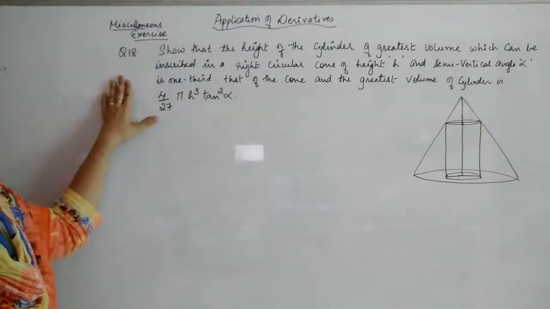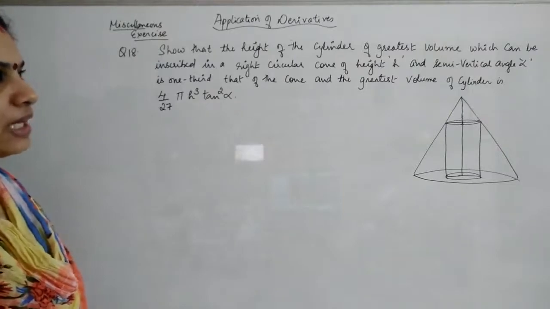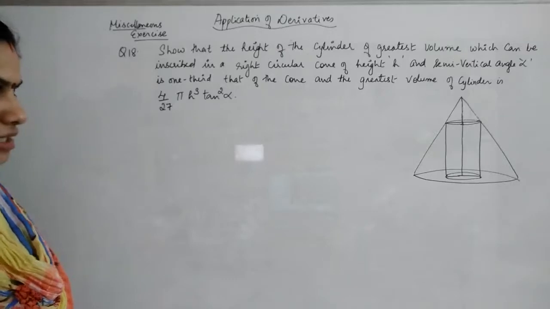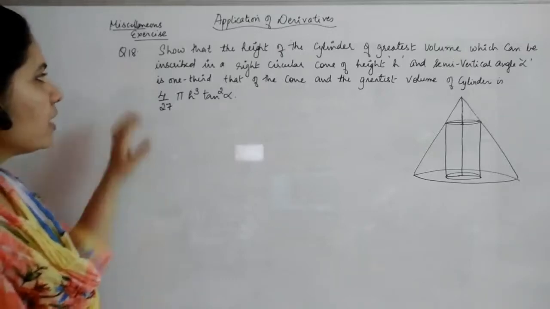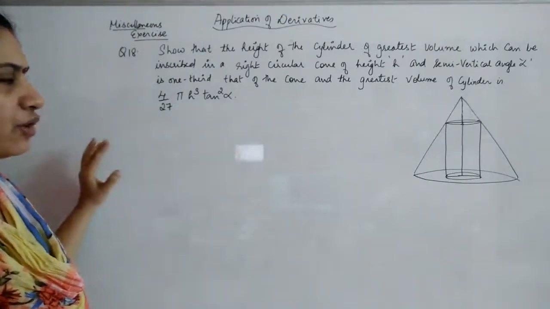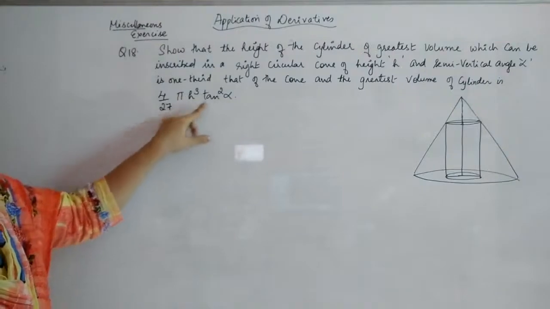So starting with question number 18, show that the height of the cylinder of greatest volume, which can be inscribed in a right circular cone of height h and semi-vertical angle alpha, is 1/3 that of the cone, and the greatest volume of the cylinder should be 4/27 π h³ tan² alpha.